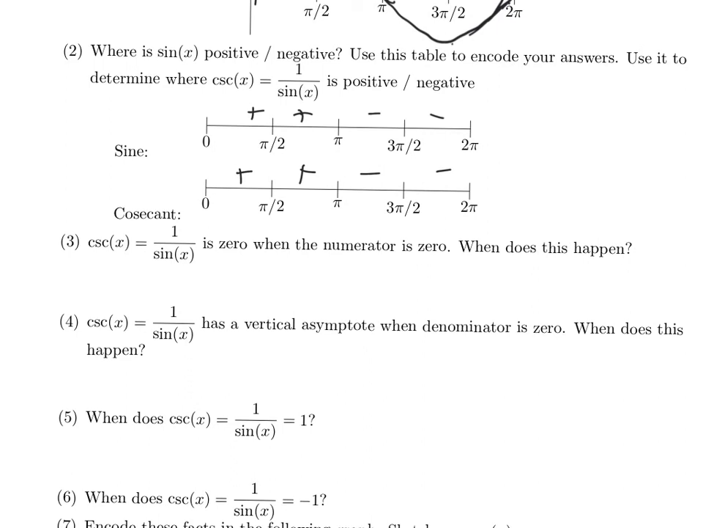Cosecant is 0 when the numerator is 0. When does that happen? Never, so cosecant will have no x-intercept. 0 is not in the range of cosecant, just like 0 is not in the range of secant.